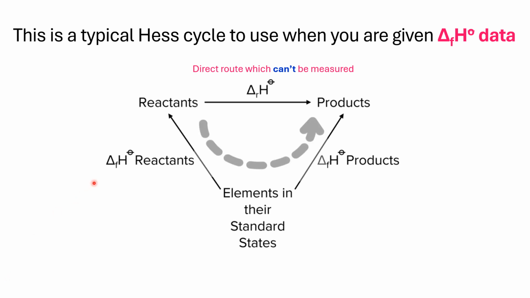So if you're given delta FH data for the reactants and for the products, remembering the definition for delta FH, you have to do the elements in their standard states. So that goes at the bottom of the cycle, and the arrows point up from the elements in their standard states to the reactants. And obviously the same elements in their standard states in the same mole ratio will also make the products, because it's just a rearrangement of the same atoms going from left to right, isn't it?